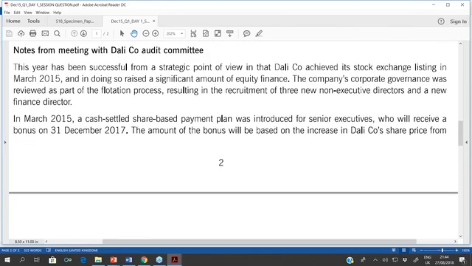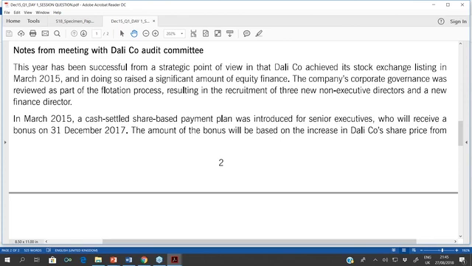This year has been successful from a strategic point of view in that Dali company achieved a stock exchange listing in March 15. We've already covered that, right? And in doing so, raised a significant amount of equity finance. The company's corporate governance was reviewed as part of the flotation process, resulting in recruitment of 3 new non-executive directors.